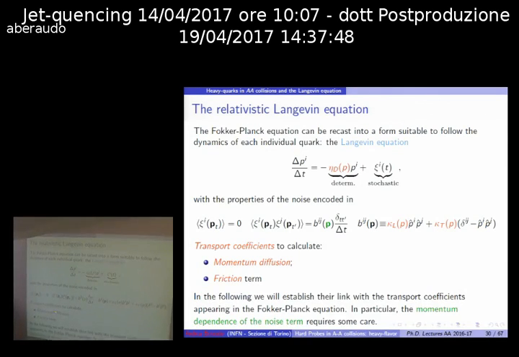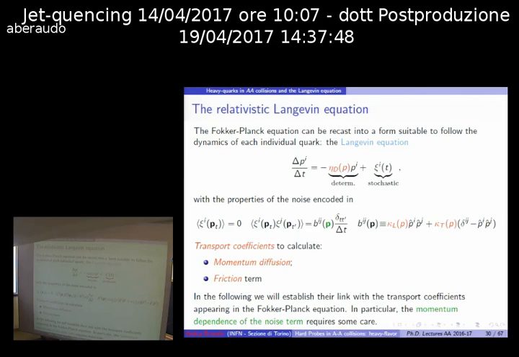So I need to calculate this transport coefficient, and then I am able to solve this equation. In the following, we will establish the link between these three transport coefficients and the transport coefficient that we saw before in the context of the Fokker-Planck equation.